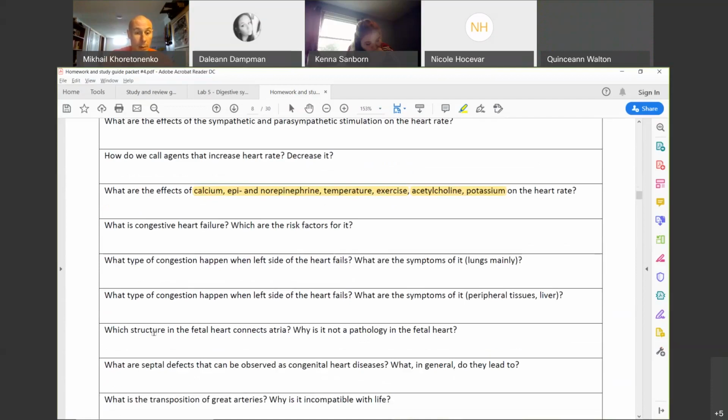Atria are connected by the foramen ovale. It's not a pathology in the fetal heart because you don't need to separate the circuits in the fetal heart, because the fetus receives oxygen through the placenta.